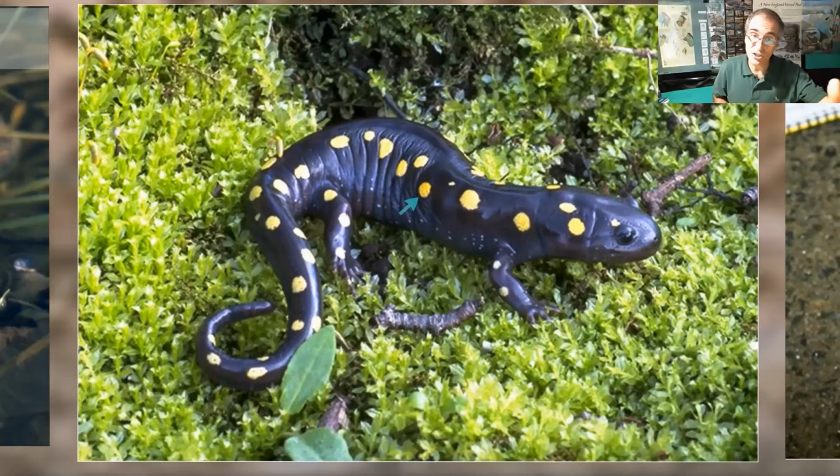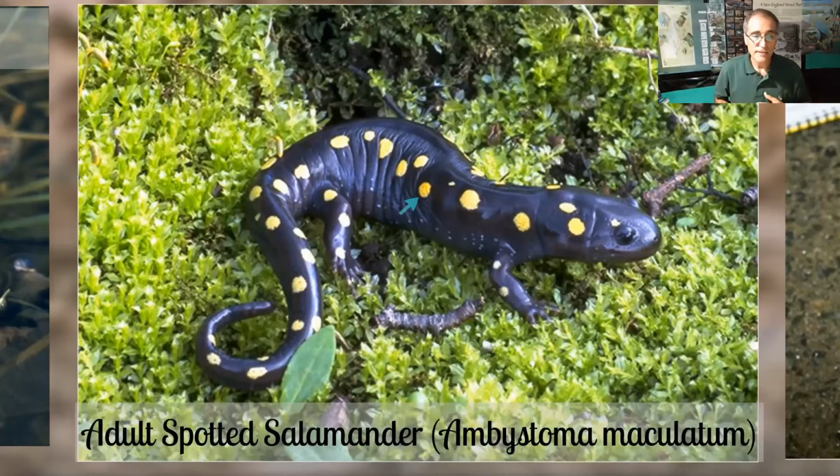So they come across streets to get to these vernal pools. These salamanders are very unique. They dig in the ground, and they come out of the ground every spring. So this is an adult spotted salamander. I wish they'd call that yellow spotted because there are blue spotted salamanders, but this is a spotted salamander. That's a large adult.